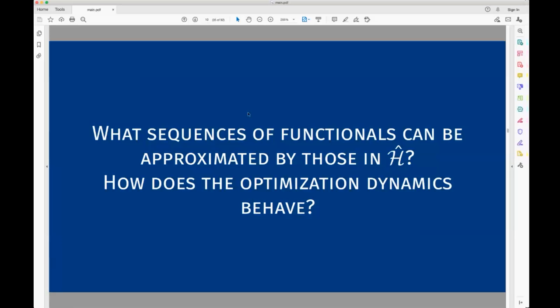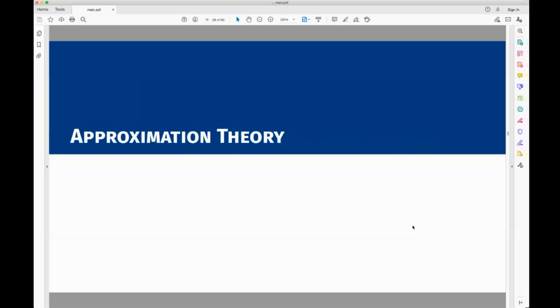Now, given the formulation, the questions we can ask in terms of approximation and optimization are the following. What sequences of functions can be well approximated by the functions in the hypothesis space H hat? This is about approximation. And how does the optimization dynamics behave once we choose to optimize in this linear RNN hypothesis space? Let's start from the first part, the approximation theory.